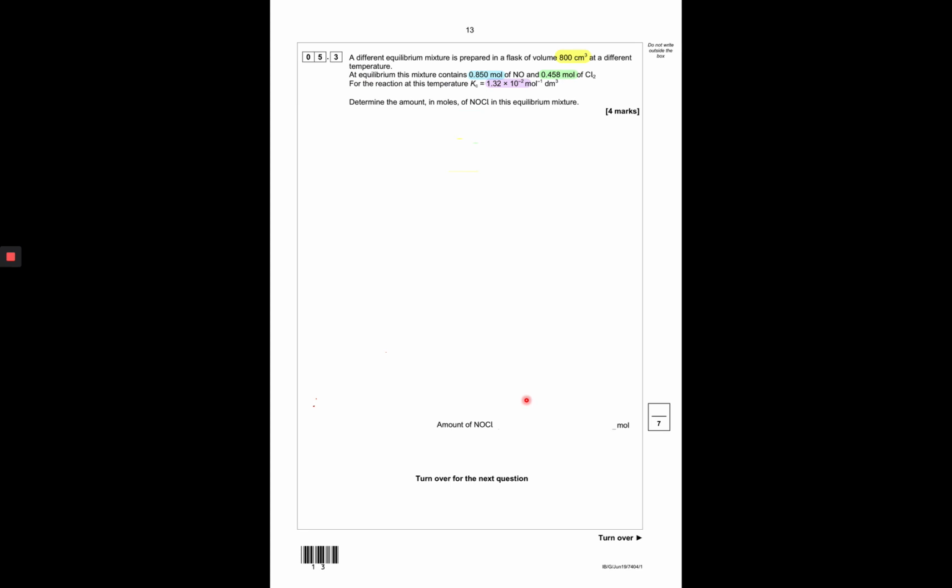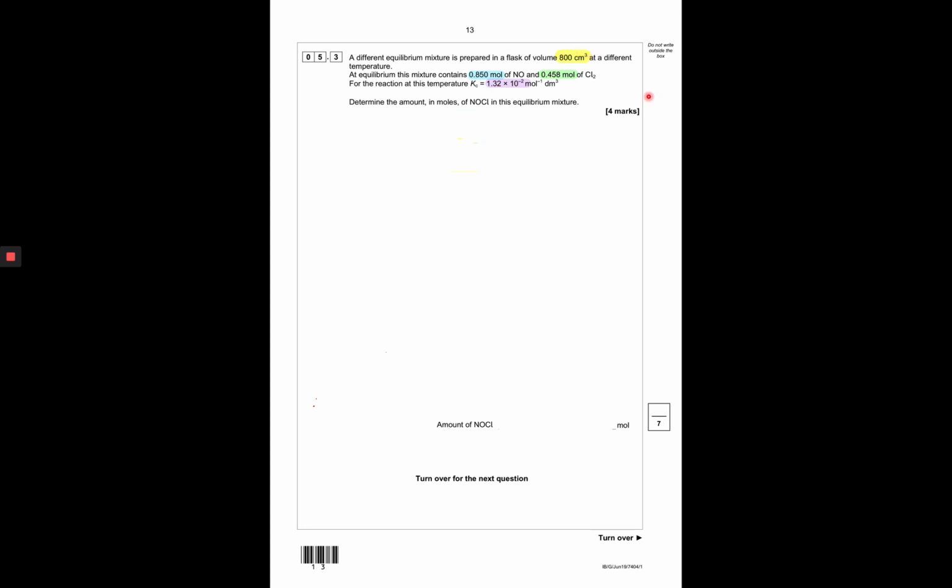Okay, so a lot of people struggled with this question, and it does actually build on what you've been doing, or certainly on the previous question. So it's asking us to determine the amount in moles of NaCl. They're giving us the moles of NO and Cl2, but they've also given us a volume. A lot of you failed to use this volume at all, and to remind you of what I said earlier, if you're given a value, you will have to use it, right? So if you haven't used it, you've made a mistake.